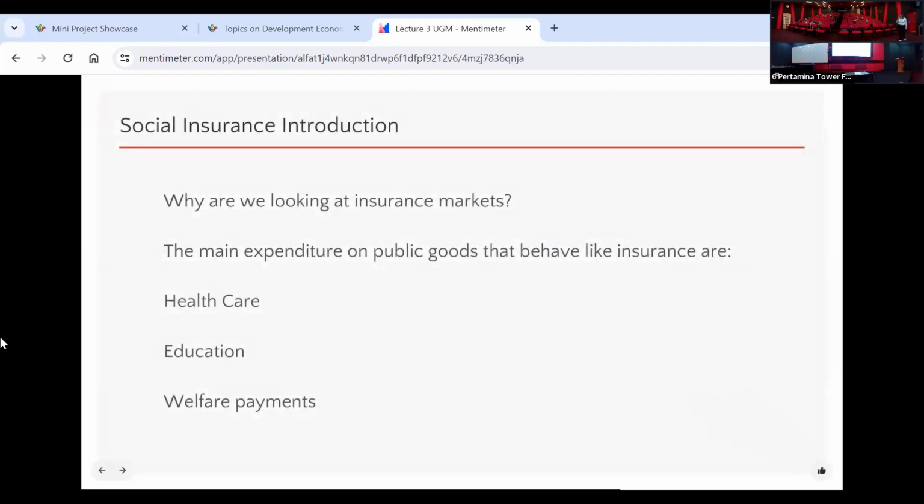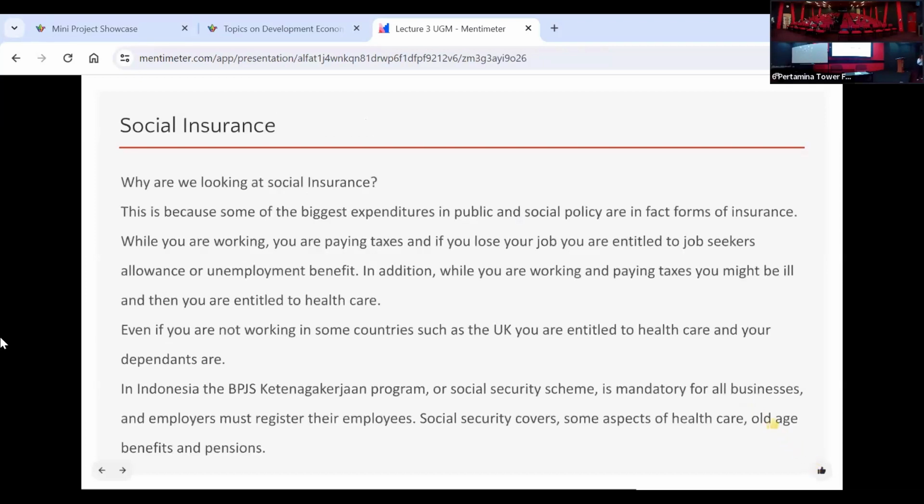Okay, so moving swiftly on, we're going to talk about social insurance. Why are we looking at social insurance? We're looking at social insurance because it's the highest government expenditure. All governments spend on certain goods that behave like social insurance: health, education, pensions, housing, and so on. I think you have a lot of cash transfers. So they're a type of insurance, okay?